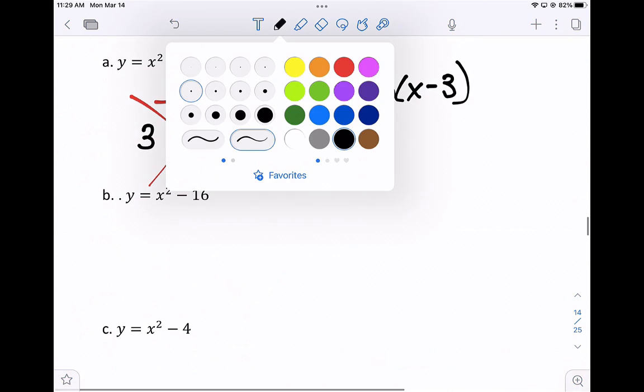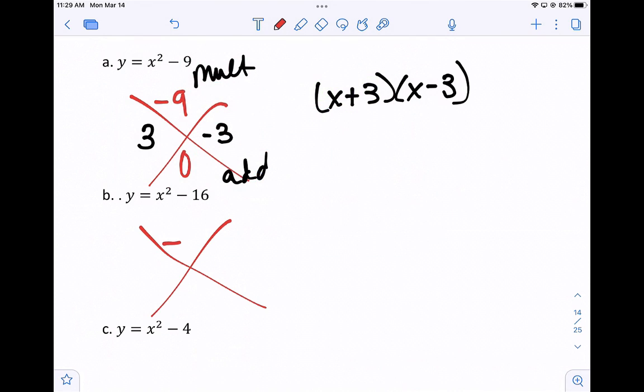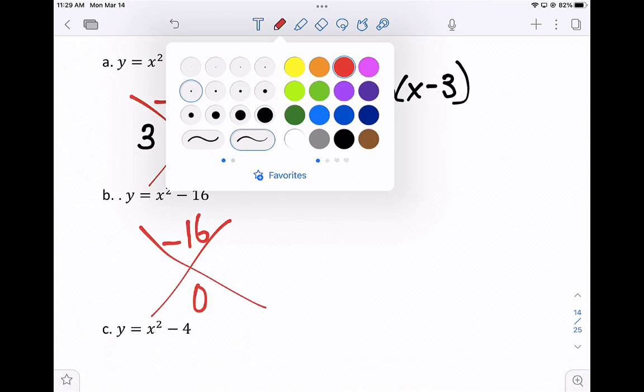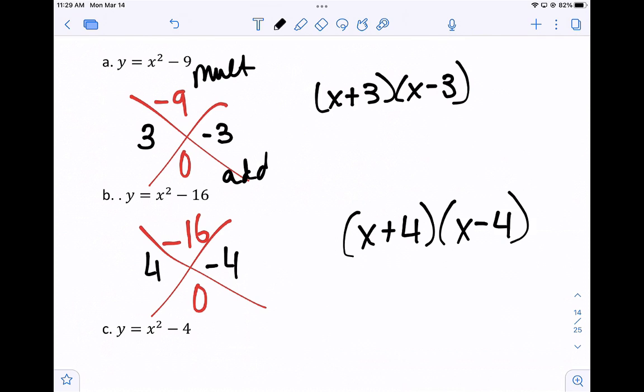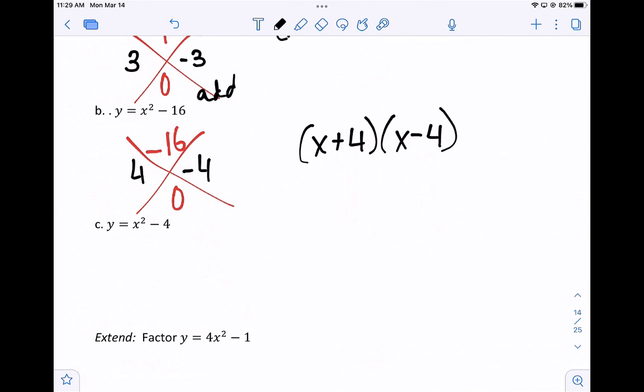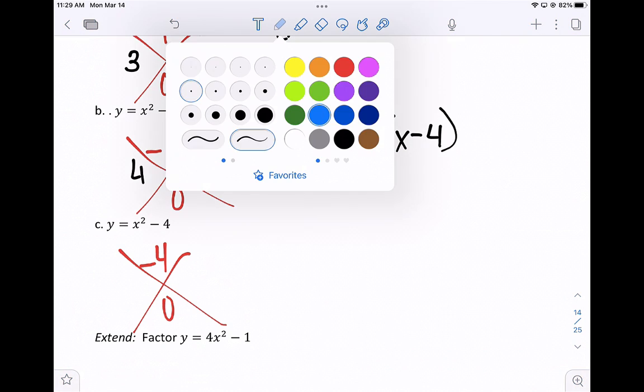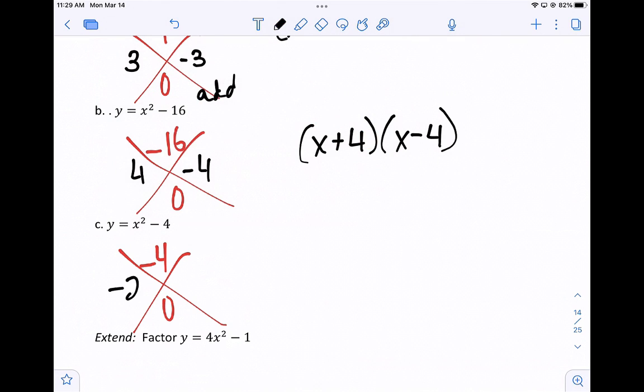All right, let's try the next one. Again, a negative 16 would go on the top and a 0 on the bottom. We need two numbers that multiply to negative 16 that add to 0, and that would be 4 and negative 4. You can write them in either order, x plus 4, x minus 4 could come first, because when you multiply two numbers, it doesn't matter the order. Then we have our last one, which is what multiplies to a negative 4 that adds to a 0, and that would be 2 and negative 2, or negative 2 and 2. Again, doesn't matter the order.